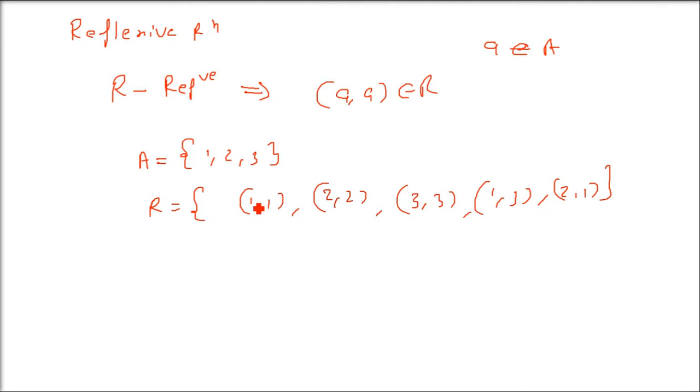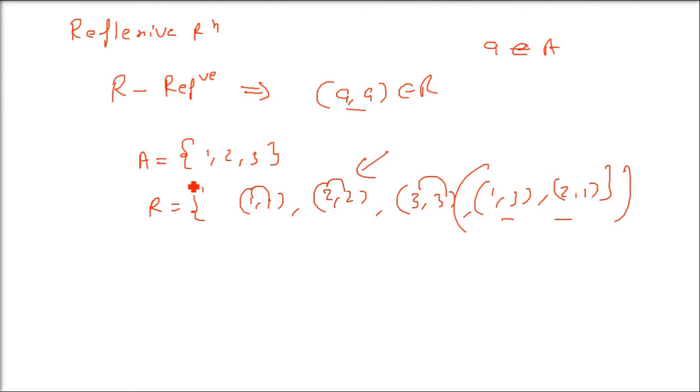Yes, it is, because every A should be related to A. So 1 1, 2 2, 3 3. Other things don't matter. A comma A should belong to the relation. What other things are there, we are not worried about. But A comma A should be there: 1 comma 1, 2 comma 2, 3 comma 3 should be there in this relation. Therefore, this is a reflexive relation, right?